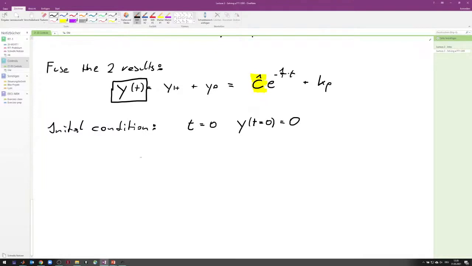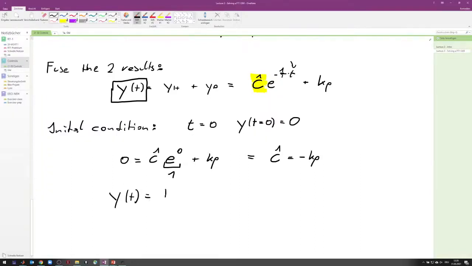Okay, so we plug that in. Then we have 0 is c hat e to the power of, if we plug in a 0 here, it's e to the power of 0, which is basically 1. And we have plus Kp, right? So what we get is that our c hat is nothing but minus Kp. Okay, now we are done.